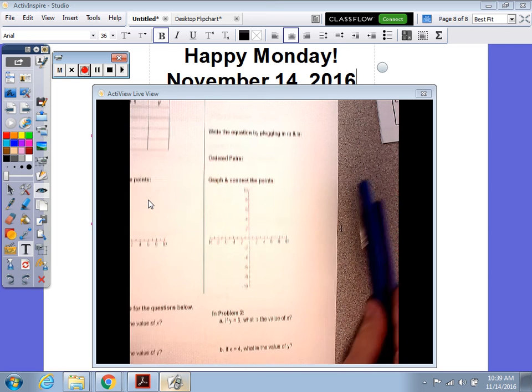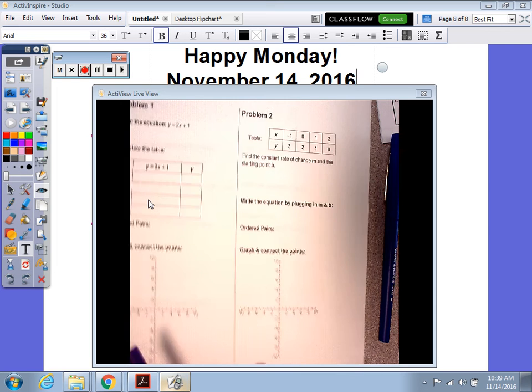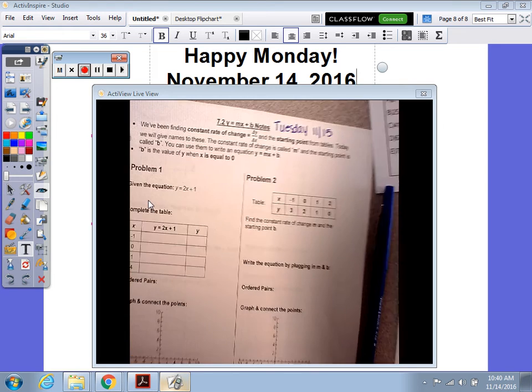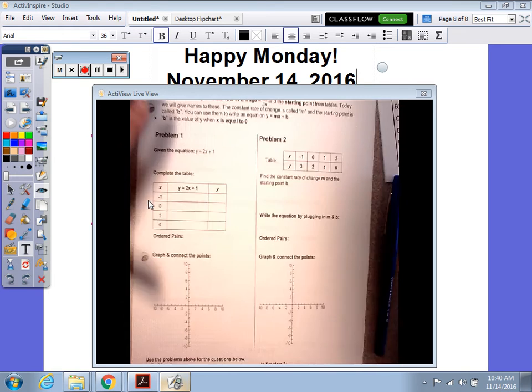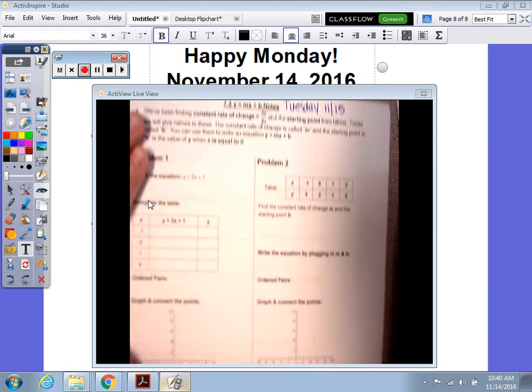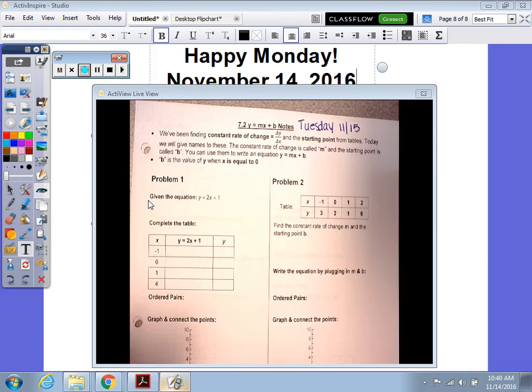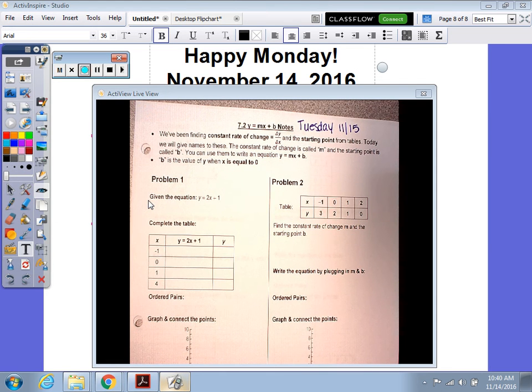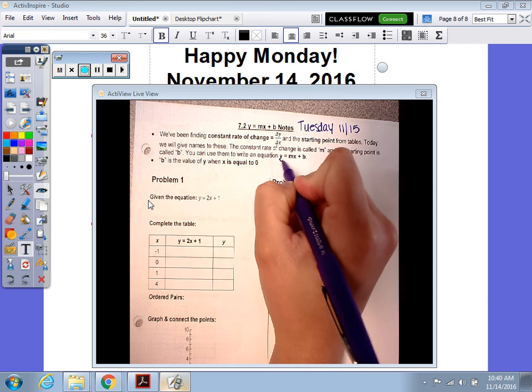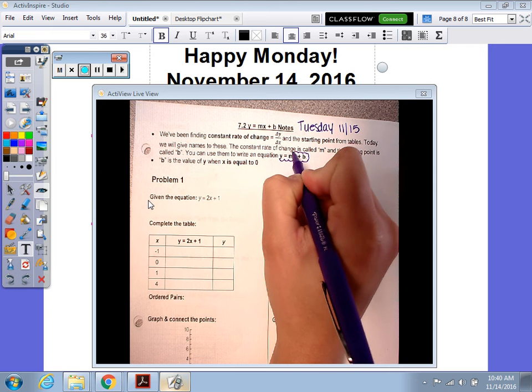All right, so real quickly, I'm gonna also show you 7.2 y equals mx plus b notes. And so the last few days of notes are going to be very similar, only we're going to start to use the official language. And this is a little bit of algebra for you, but y equals mx plus b.